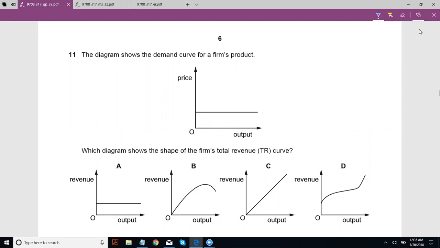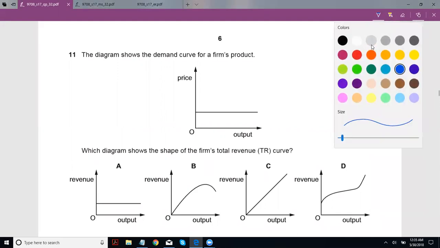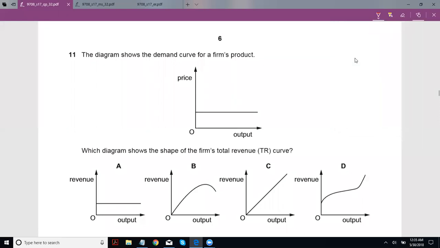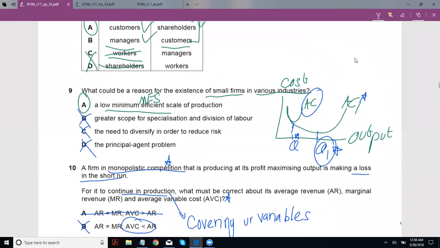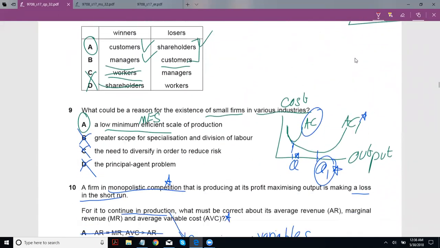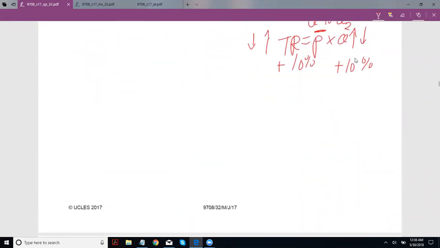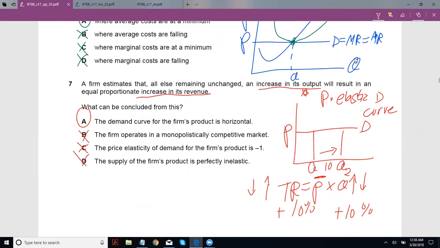Question 11. The diagram shows the demand curve for a firm's product. Which diagram shows the shape of the firm's total revenue curve? And this is in fact very similar to a question that we did in this paper before. I believe it was question 7.